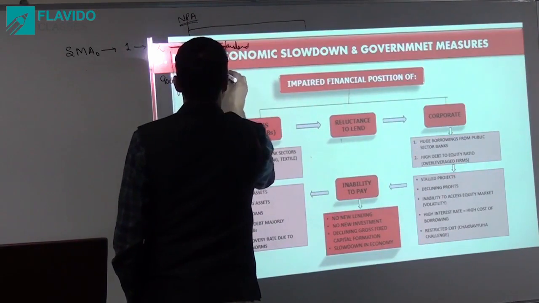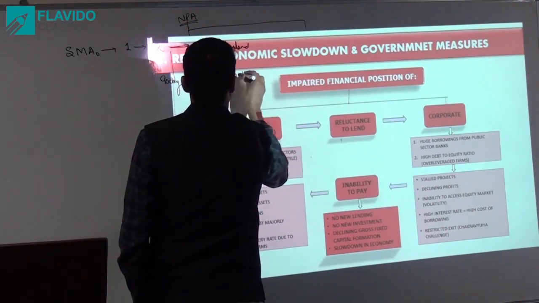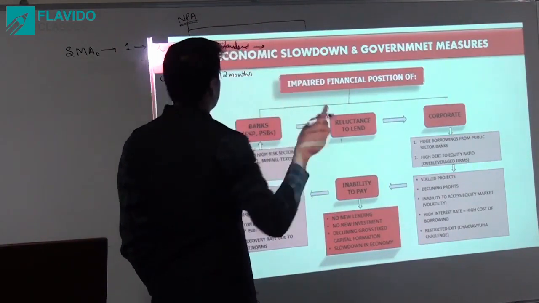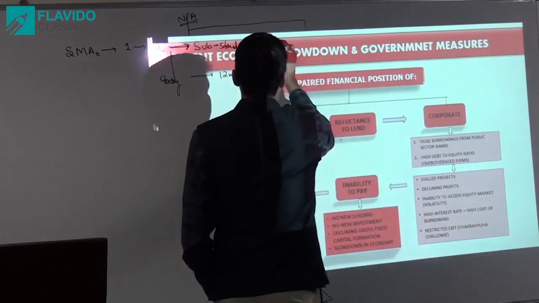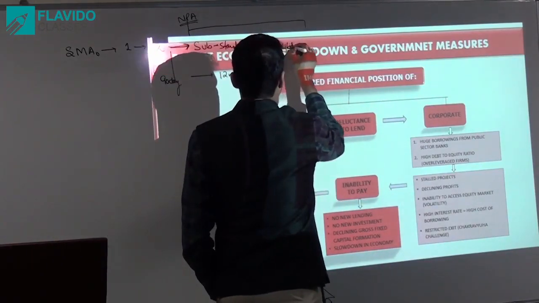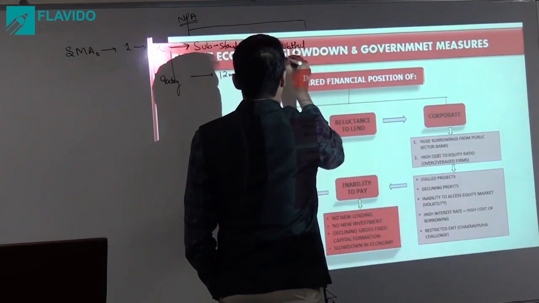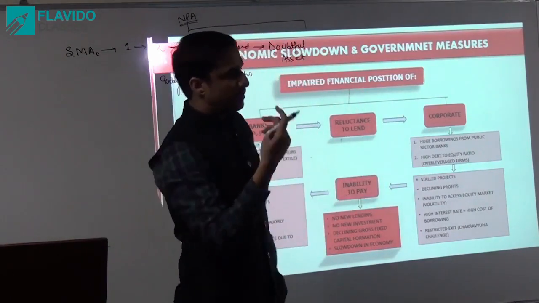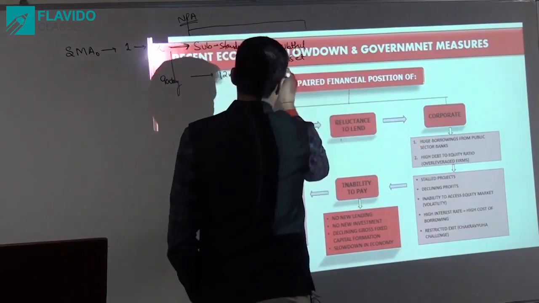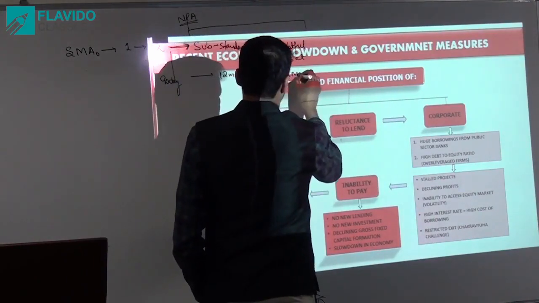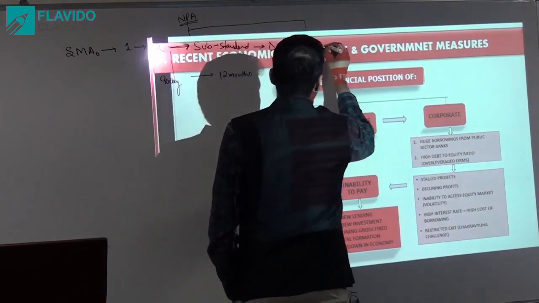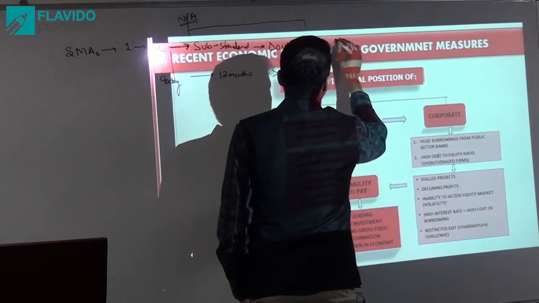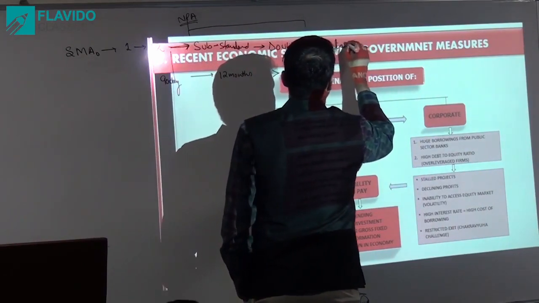90 days to 12 months. उसके बाद सबस्टैंडर्ड के बाद डाउटफुल एसेट. डाउटफुल एसेट कब तक रहता है? जब तक वो 12 months के बाद, जब तक उसको राइट ऑफ नहीं कर देते या लॉस एसेट नहीं कर देते.